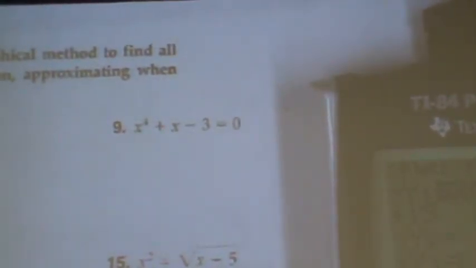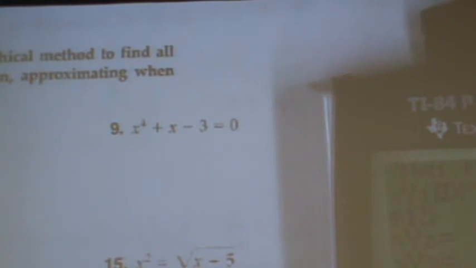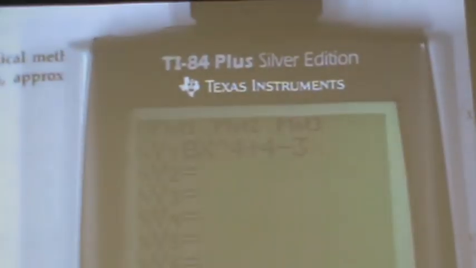Number 5, don't worry about it. Number 9. X to the 4 plus x minus 3. And make sure you delete anything else that's on that line. If you don't, you're gonna get the wrong answer. Graph that one. Now what happens if you don't see anything? What should you do? You wanna change your window.